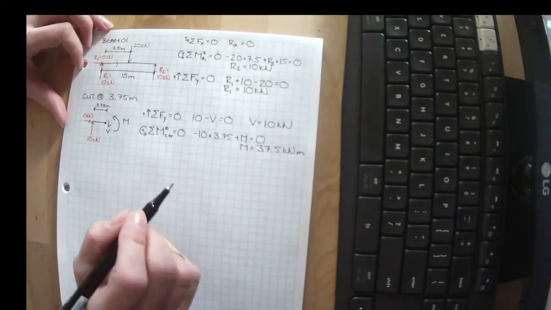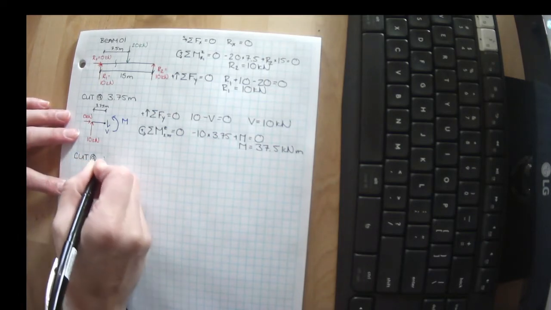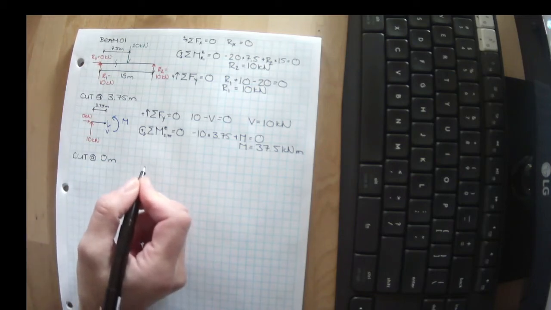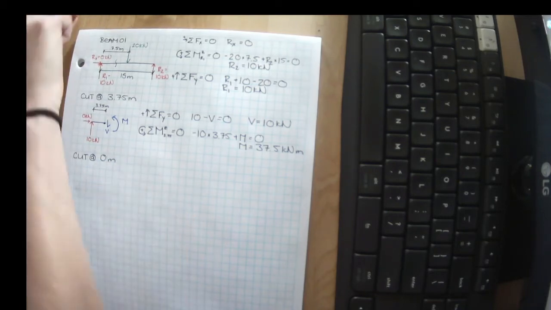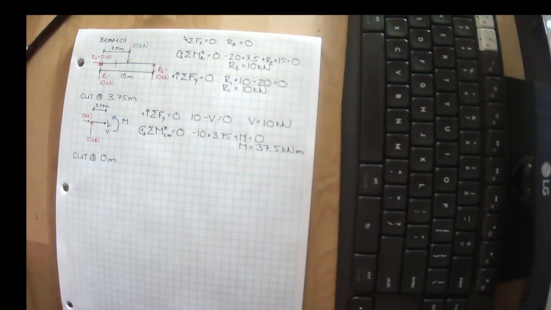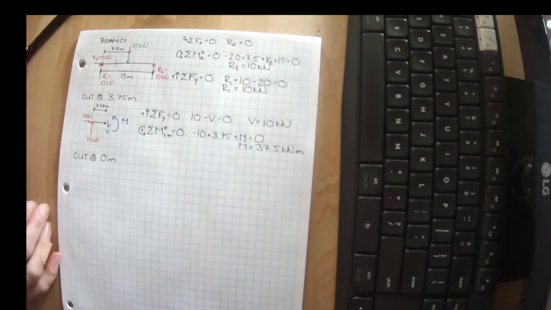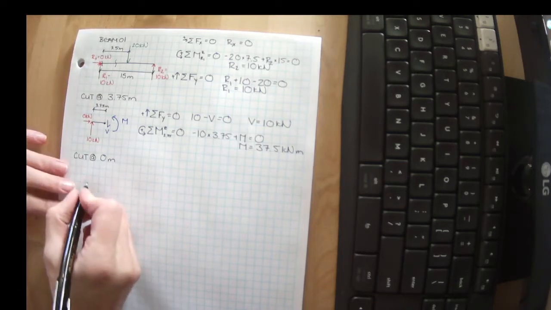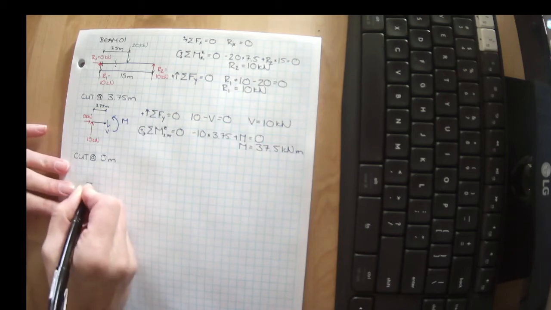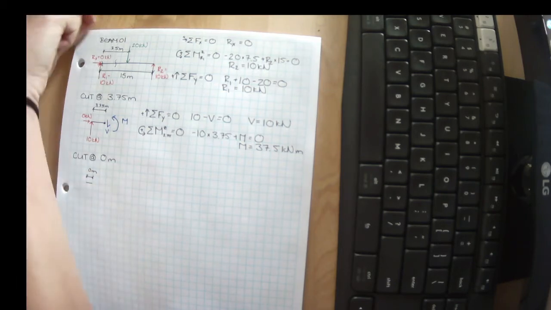This is where I'm going to blow your mind a little bit. Let's cut this at 0 meters. And when I say 0 meters, I am actually saying 0.00000000000001 meters. So just the tiniest fraction of a bit past our 10 kilonewton reaction. So let's draw that. I am going to say that that distance there is actually 0 meters.